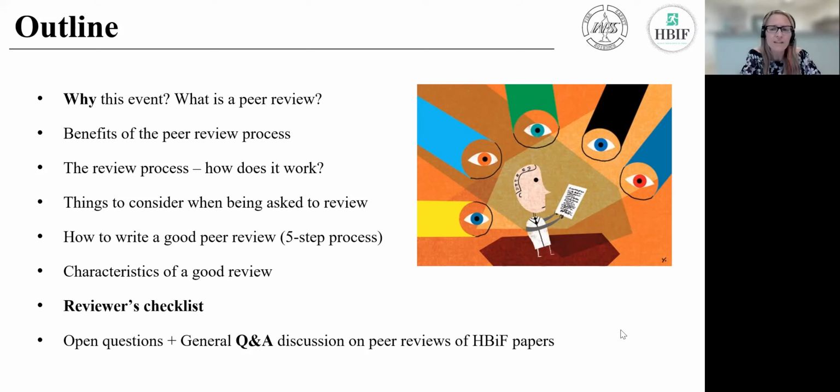And it's interesting, kind of in writing this and working on this with Pete, both of us have been doing peer reviews for quite a long time now, but it's been really interesting to kind of take a step back, think about what is a good peer review, think about the process.